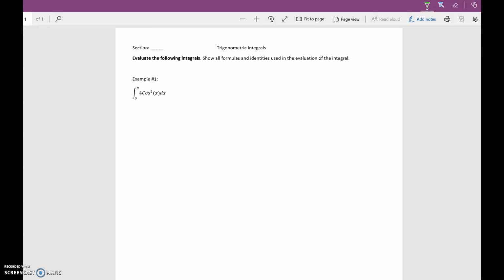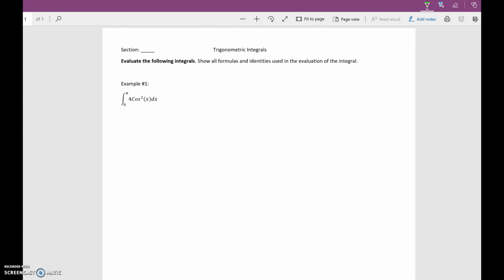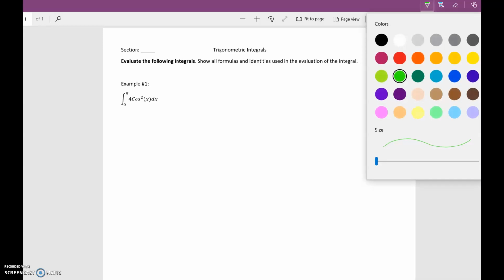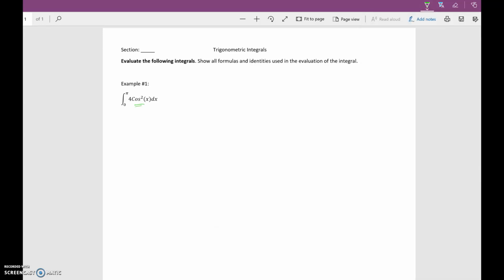Hi class, we need to take a look at a section that has the primary focus of integrating functions that are composed of trig identities, or in this case, trig functions. So take a look at this problem, and the book actually does one very similar to this one. What I'm going to do is put all the identities or formulas that I'm using on these problems. There are multiple ways of approaching them as long as you justify, and I want to see what formula you're actually using.